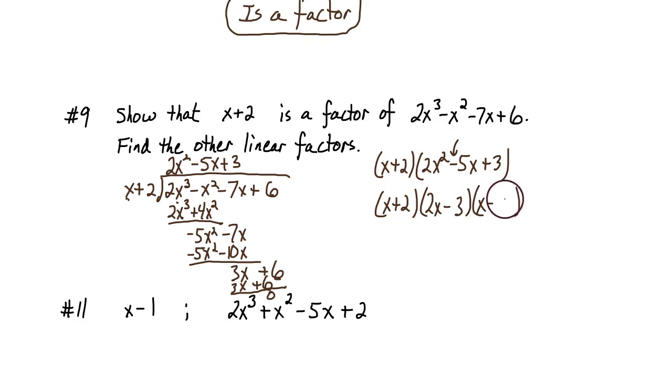Let's put the 3 here and the 1 here, so that the outer product is negative 2x and the inner product is negative 3x. Those combine to the negative 5x. So here is our factored form using all linear factors.